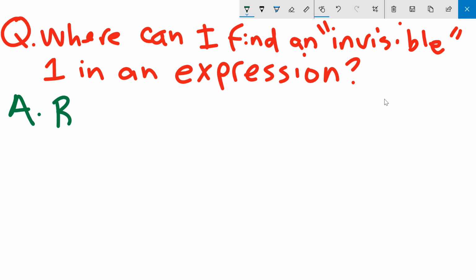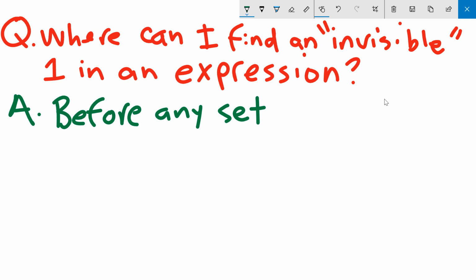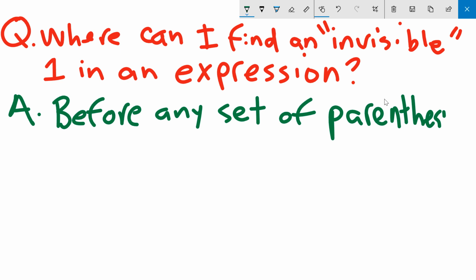I'm going to say before any set of parentheses. That's this. Before any set of parentheses. And so I want to look at an example with you. Here is the example.